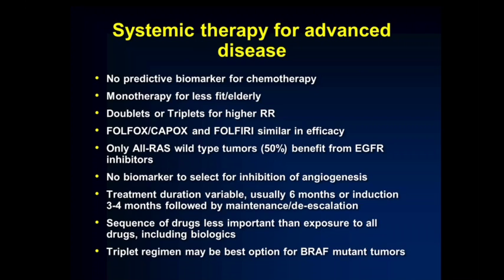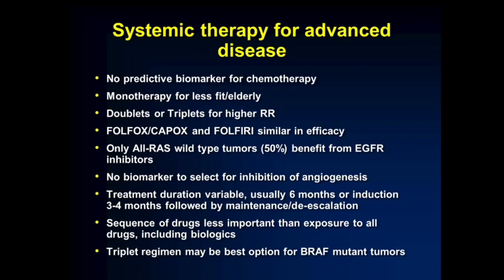FOLFOX and FOLFIRI seem to be similar in efficacy, so interchangeable, although FOLFOX seems to be utilized more frequently as a front-end agent, maybe because of the side effect profile being more tolerable. And then an important concept is RAS-mutated cancers. So 50% of patients will have a RAS mutation, either KRAS, NRAS, HRAS. That's usually detected on a molecular profile that's become the standard in metastatic disease to check for RAS testing.